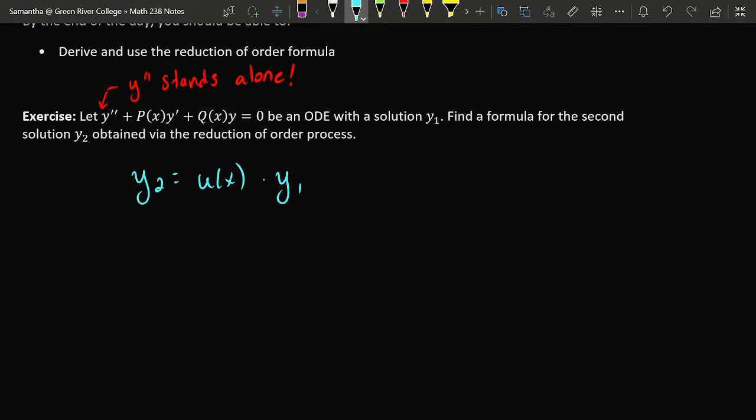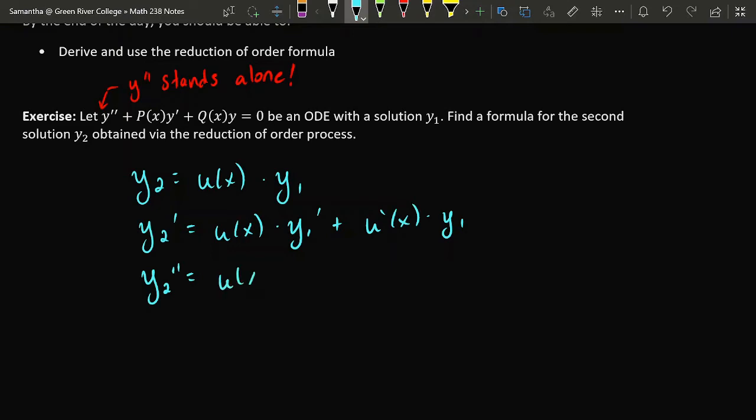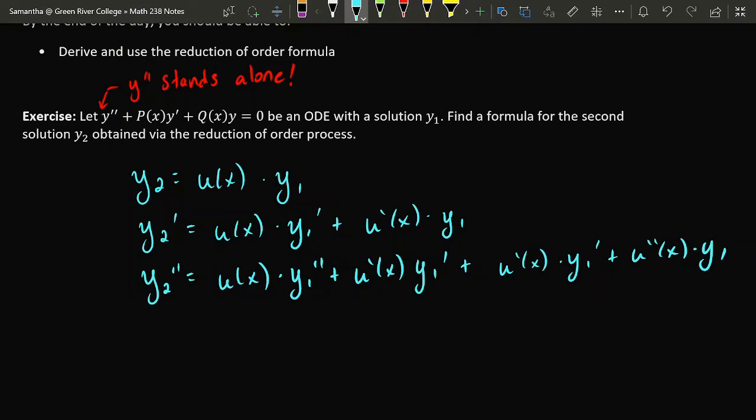Okay, as always, we're going to begin by finding an expression for y2 prime, using, as always, product rule: first times the derivative of the second plus the second times the derivative of the first. As always, we're going to use product rule again to find an expression for y2 double prime. So here we have the first times the derivative of the second, plus the second times the derivative of the first, and then again the first times the derivative of the second, and the second times the derivative of the first. Just as before, we end up with two terms that can be combined in this expression, 2u prime y1 prime.